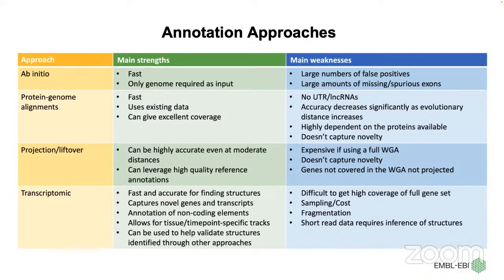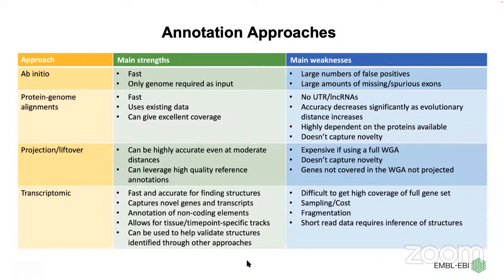The last and the most useful approach is the transcriptomic approach, where you align the expression data to the genome. This is highly valuable, and we usually use species-specific RNA-seq data, which provides us with better accuracy. So this type of approach is useful to capture novel genes and transcripts. It also helps to annotate the non-coding elements, and it can be used to help validate gene structures which are identified through other approaches like liftovers or protein genome alignments.